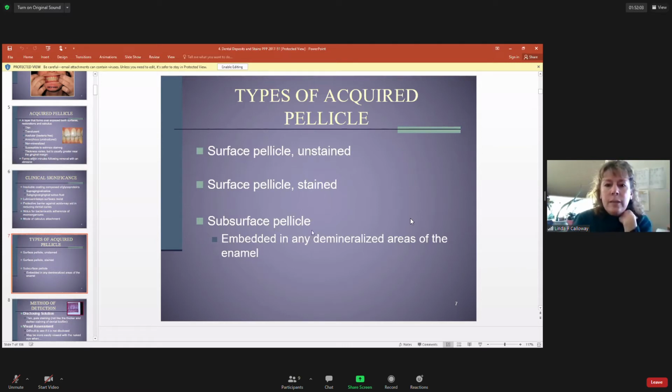There is a subsurface pellicle, which is embedded in any demineralized area of the enamel. That's that pitted enamel we talked about. The demineralization areas we talked about can be around ortho bands that have been on for a long time, especially molars or molar areas of buccals of teeth where the cheek holds the plaque. So that's the subsurface pellicle. It's embedded in the demineralized areas.